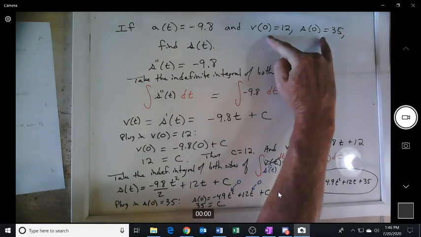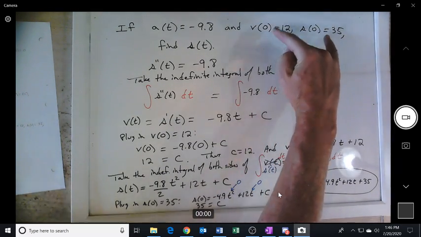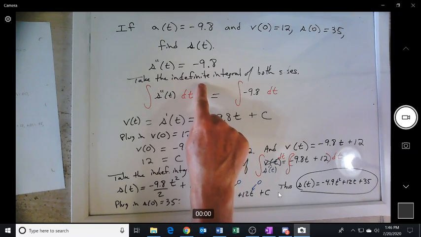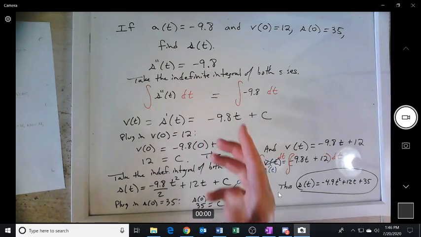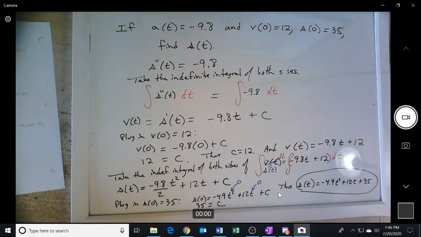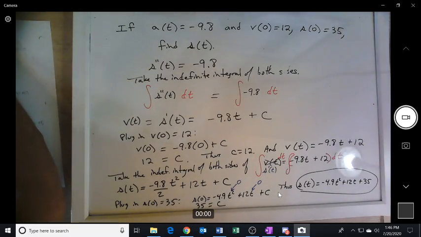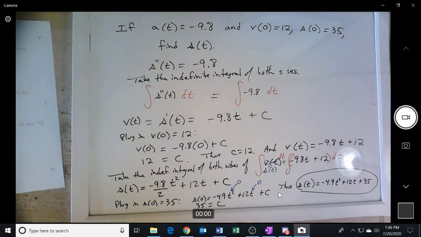Notice how we needed two initial conditions because we had to take the indefinite integral, or antiderivative, twice to go from S prime prime all the way back to S. And let me copy that.